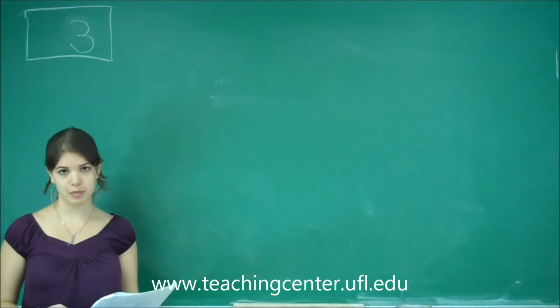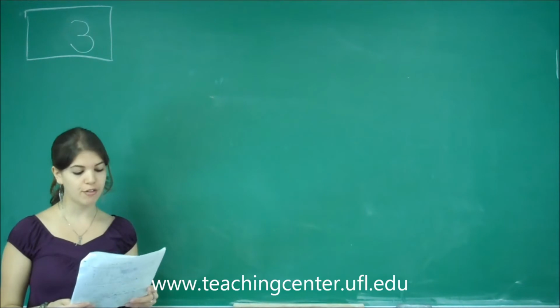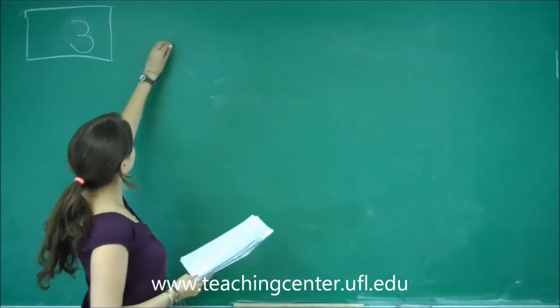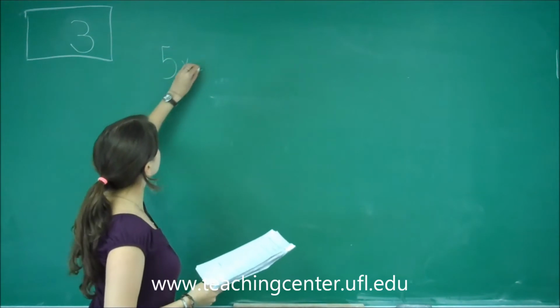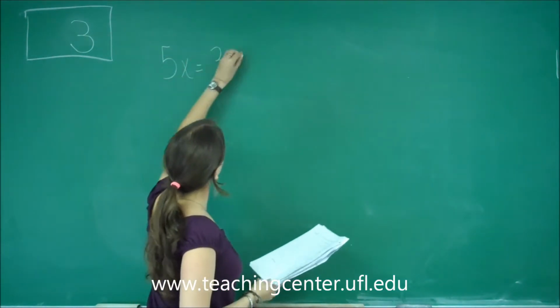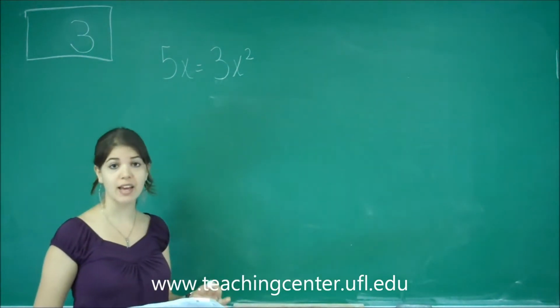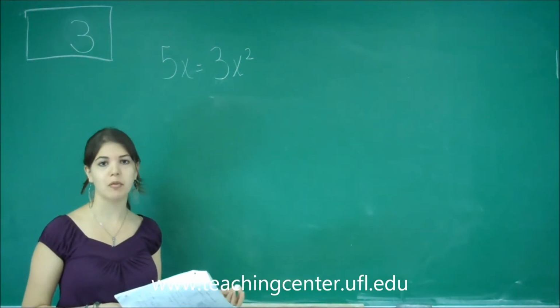Problem number 3 on the multiple choice reads, find the solution set of the following equation. So we have 5x equals 3x squared. So we have to find a way to solve for x. That's the type of problem this is.